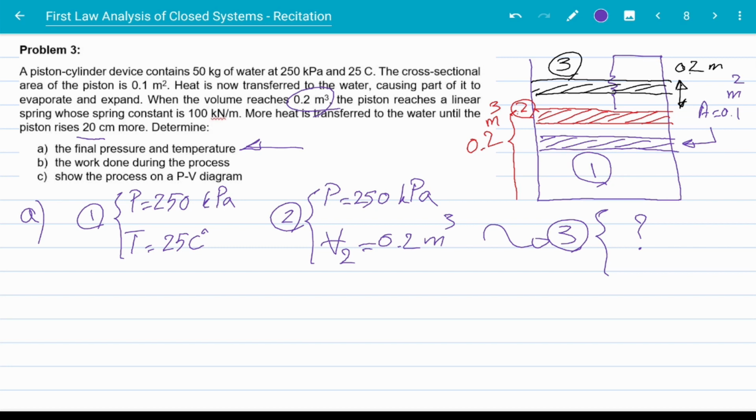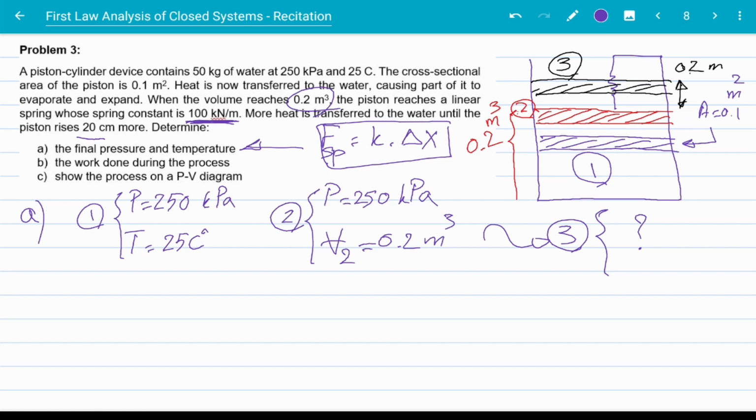And also we know the force that the spring is applying. Remember that the force of a spring is its constant, the spring constant, in this case 100 kilonewtons per meter, times delta x, or how much the spring has been compressed or elongated.